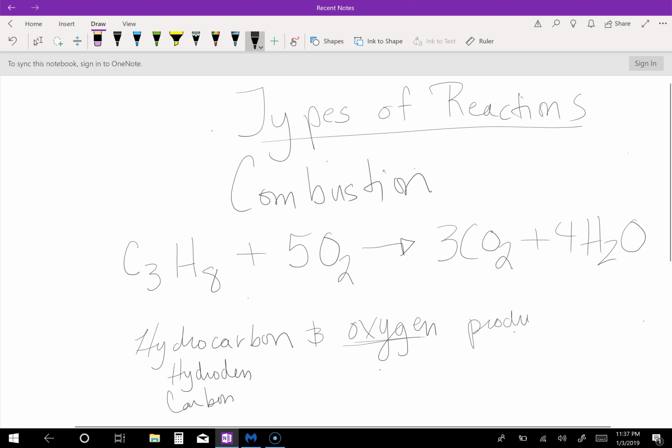For the products, you will always have CO2 and water, H2O. Those will be the only products in a combustion reaction. That's it.